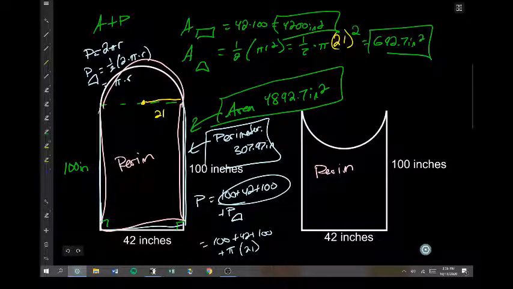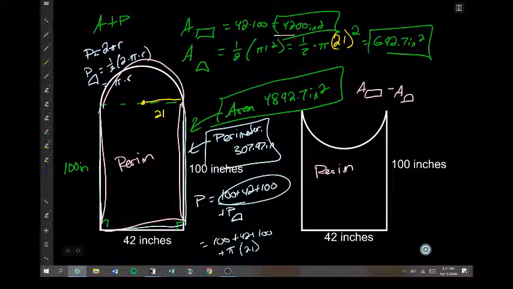The areas, however, are completely different. You'll notice this is the same rectangle, 42 by 100. However, instead of adding half a circle, we're subtracting half a circle. So I can think of this as the area of the rectangle minus the area of the half circle.